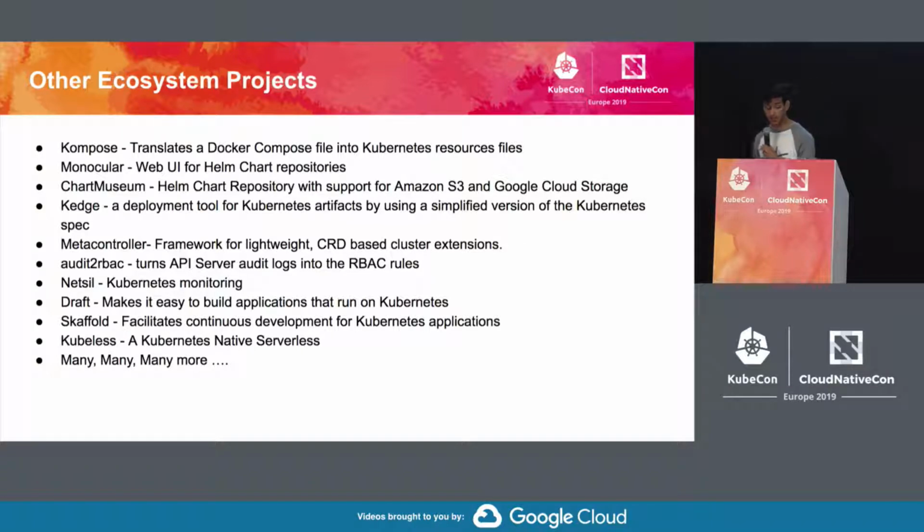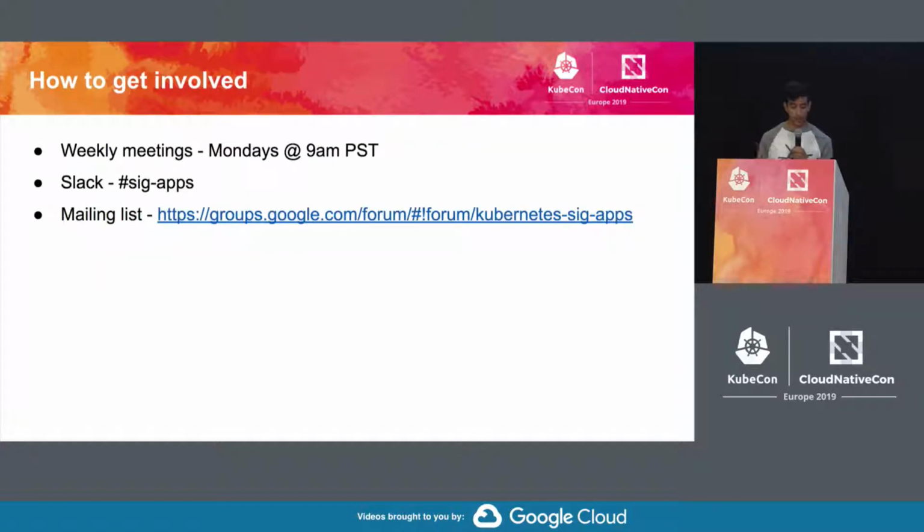And then, again, as I said, we love the ecosystem. The apps ecosystem is huge, and in our meetings, we'll have demos of various different projects. These are just some of the ones that we've had demoed before. So all of this is relevant to apps as well. I don't have any more slides, I think. Oh, how to get involved. So as I said, we meet on Mondays at 9 a.m. PST, and our Slack group is SIG Apps, and then we have a mailing list as well. So these are 3 different ways that you can get involved.